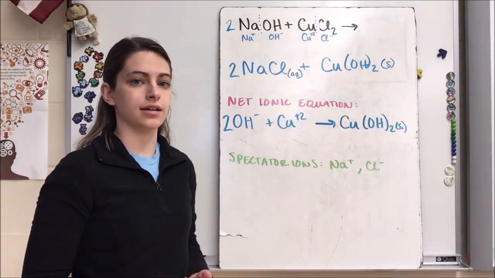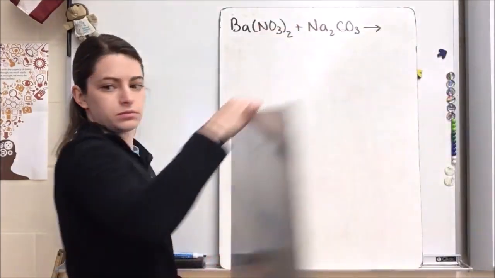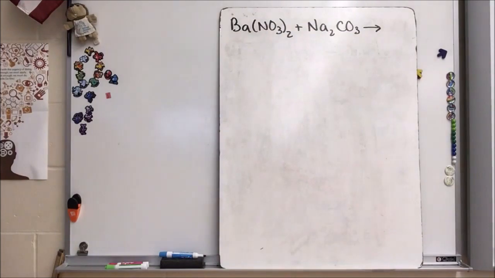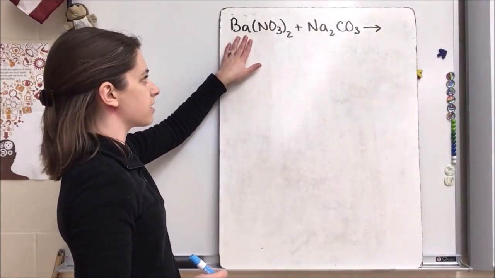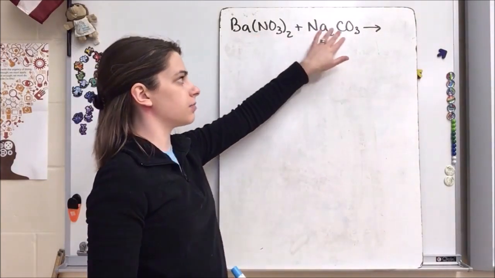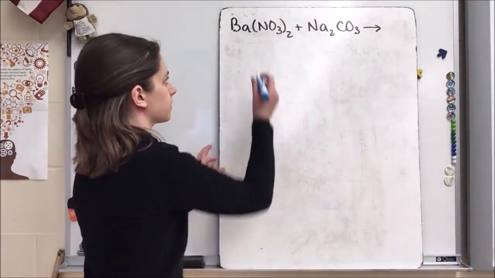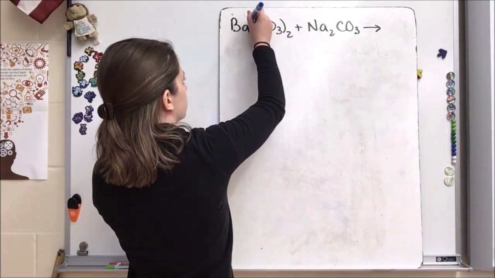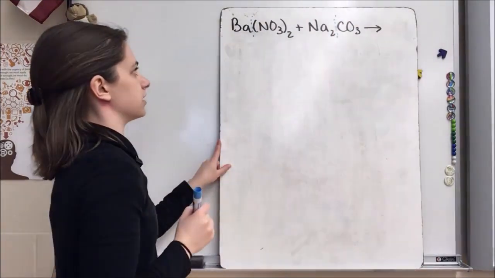So let's work through another example. Okay, so in this one I have barium nitrate and sodium carbonate. And so the first thing I'm going to do is predict what the products are going to be. And I'm not worrying about solubility rules right now. I'm just looking at swapping my positives.